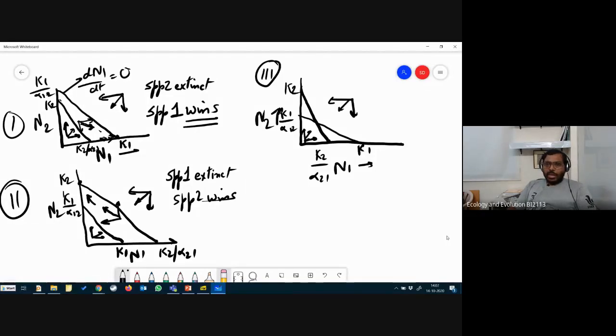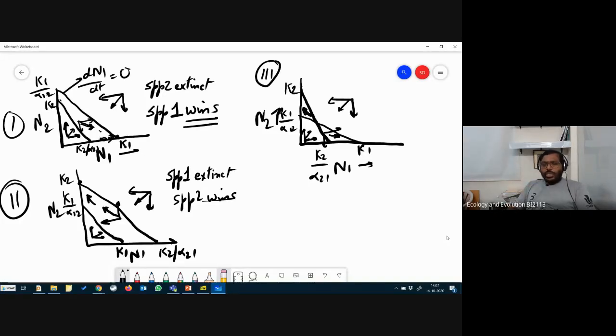Okay. Now what's going to happen in this zone? Here we are still below the isocline of species 1, right? So 1 is going to increase, but we are above the isocline of species 2, so 2 is going to decrease, which means we are going to go in this direction. Similarly, here it goes the other way around.